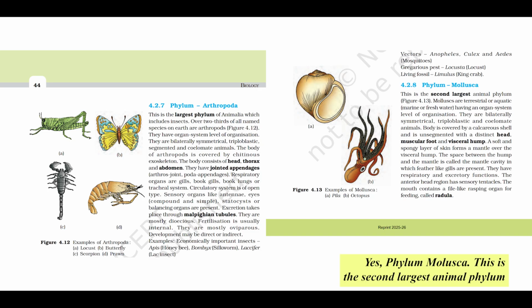Okay, after the biggest phylum, what's next? Phylum Mollusca. Yes, Phylum Mollusca. This is the second largest animal phylum after Arthropoda. Mollusks are also incredibly diverse. They are found in terrestrial environments like snails and slugs, or aquatic habitats, both marine and freshwater.